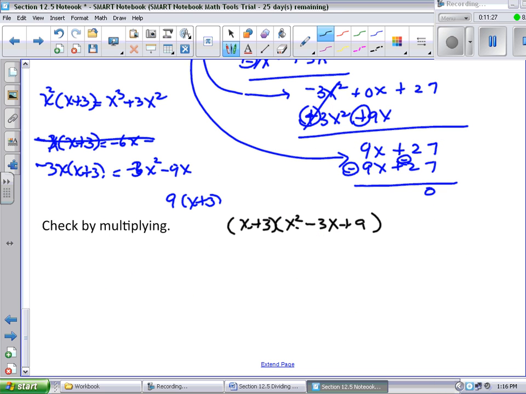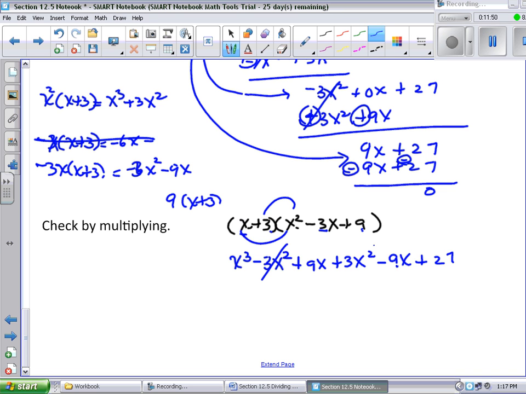So let's try that. x times x squared would be x cubed. x times negative 3x would be negative 3x squared. x times 9 makes plus 9x. 3 times x squared makes plus 3x squared. 3 times negative 3x makes negative 9x. And 3 times 9 makes 27.